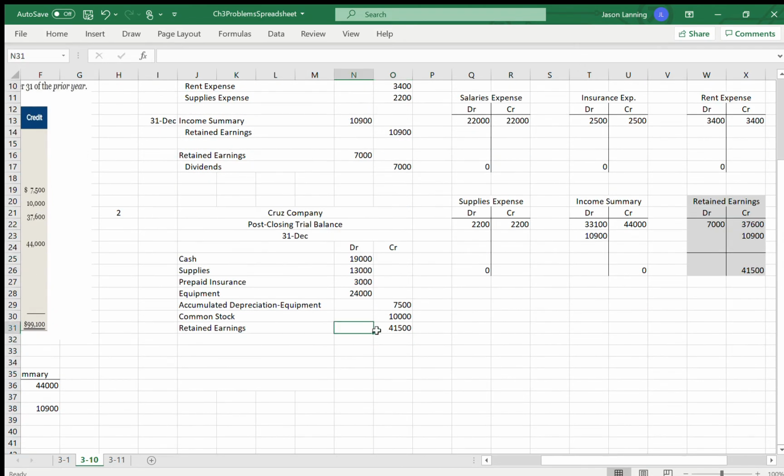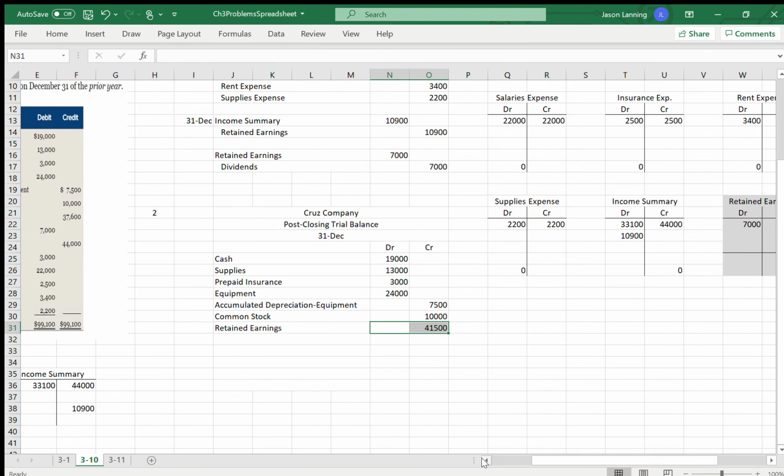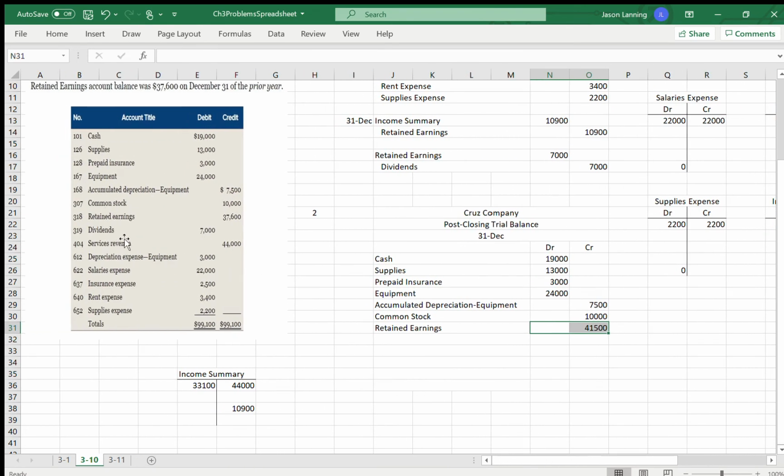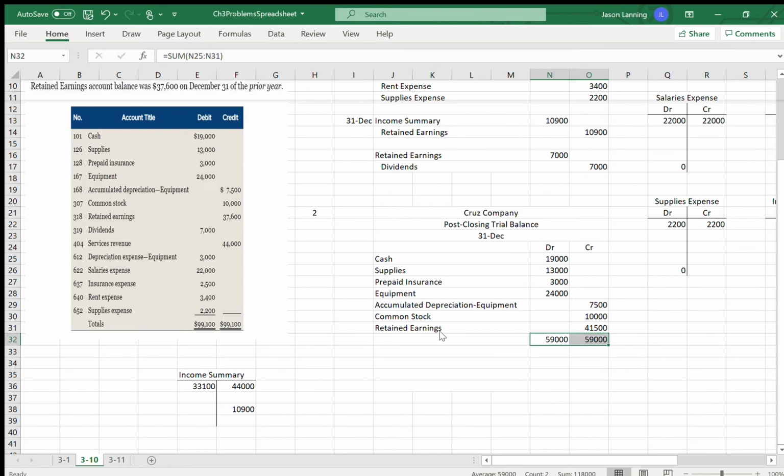And now everything else, if you look on our trial, it's everything below retained earnings: dividends, revenues, and expenses is zeroed out. So we don't include them on the post-closing trial balance. So if we look at this, we'll sum up our sides and hopefully we come out even here. 59,000 on that side. 59,000 on that side, we're good. So this is our post-closing trial balance. And we balance out, and this is how we close.